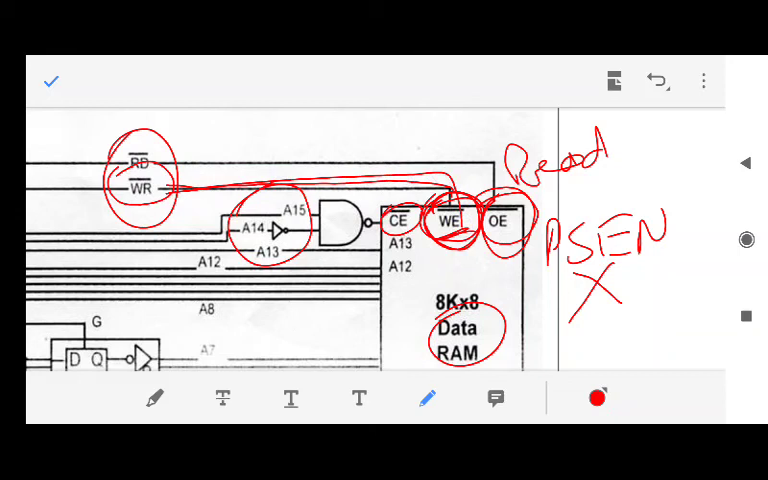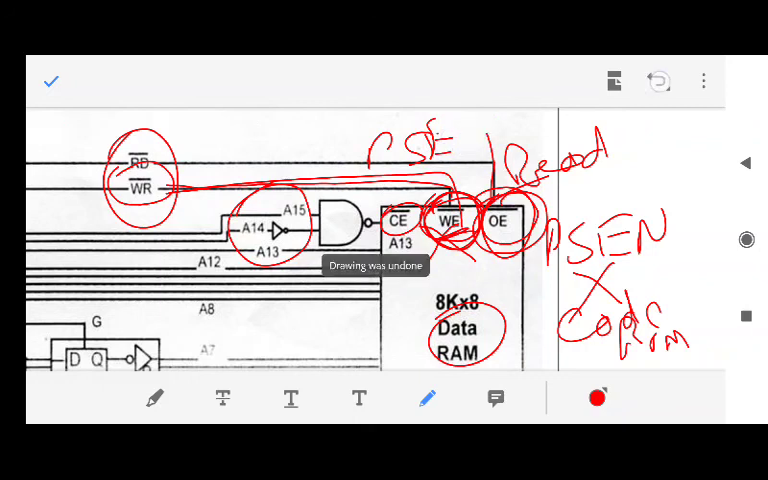If that was a code type of ROM or data type of ROM, in that case there would be no write enable signal. Why? Because you cannot write to ROM. Fine. So there was only the output enable signal. And if it was a code type, it should be connected to program store enable.